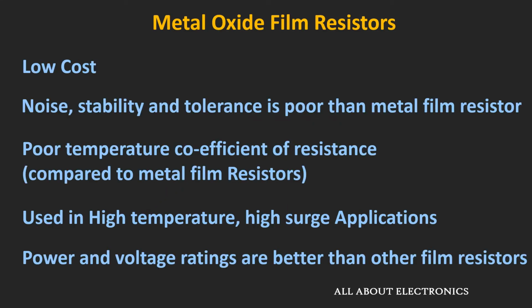Now this type of resistor is also a low cost resistor, and in terms of stability, noise and tolerance, the performance of this metal oxide film resistor is poorer than the metal film resistors. But if you compare it with the carbon composition resistor, then they are much better. Also, in terms of the temperature coefficient of resistance, these resistors are poorer than the metal film resistors. But this type of resistor is particularly used in high temperature and high surge applications.